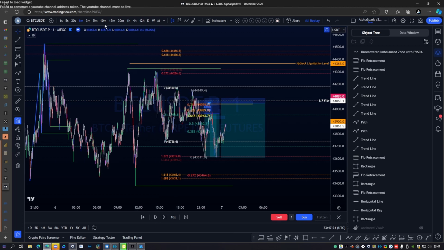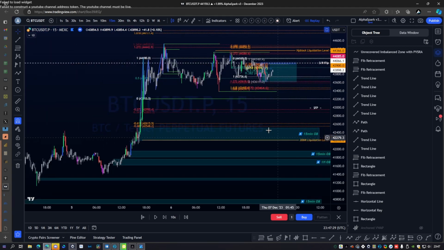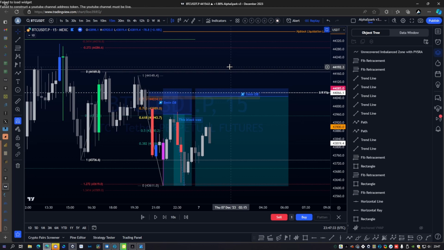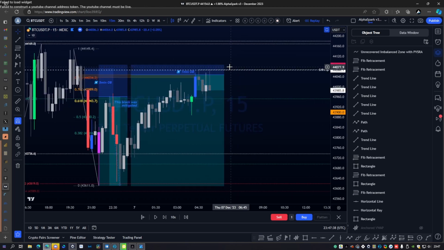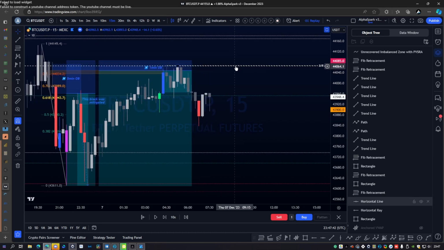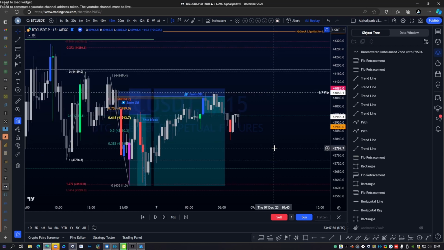Oh, this is too slow. Let me change to 15 or something. Okay. Okay, yeah. Oh, I'm just noticing that the SR flip that we drew right at the beginning of the session was a place of reaction as well. Okay. So that gives us further confidence for a possible long now from that level.